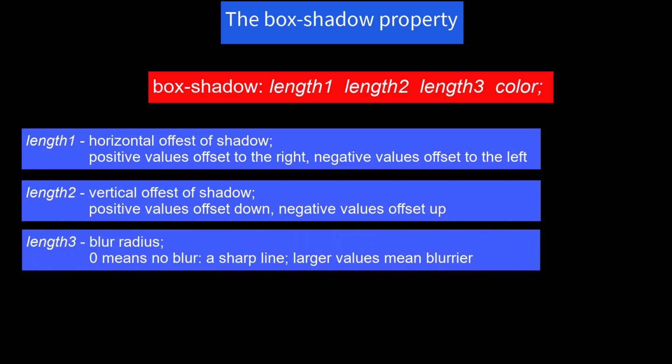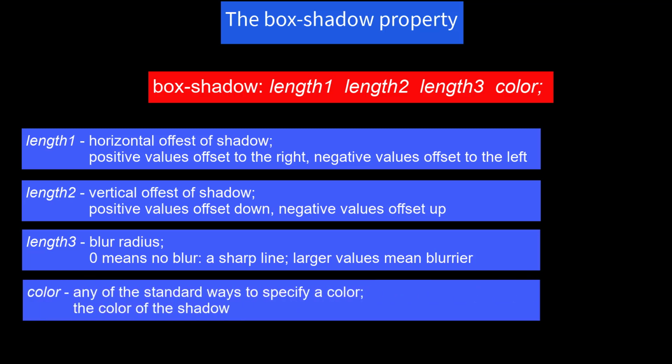Length 3 is the blur radius. 0 means no blur, a sharp line. The larger the value, the more the shadow's edge is blurred, and negative numbers are not allowed. And color is any of the standard ways to specify a color, the color of the shadow.